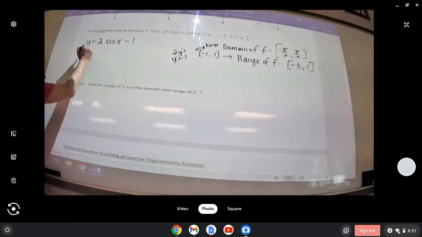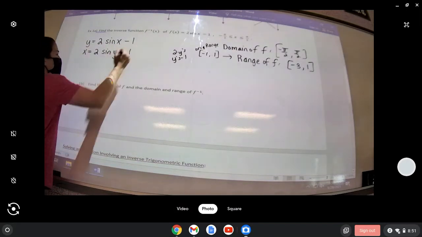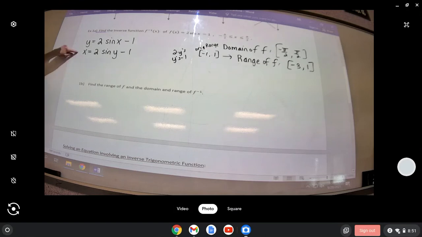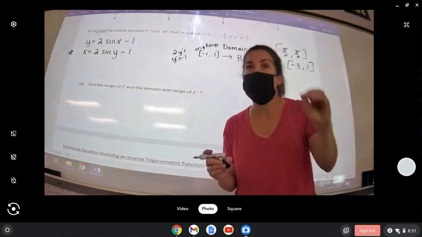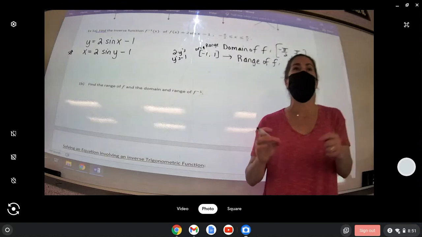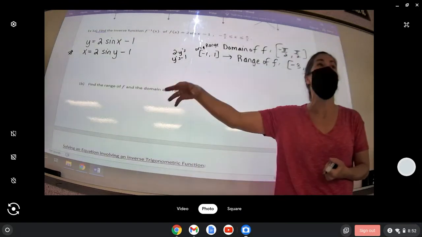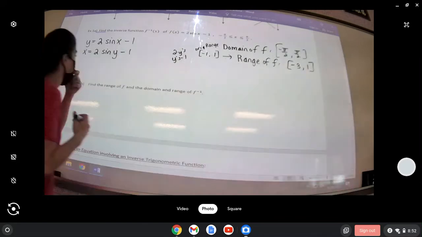All right, so let's switch x and y, and it will be x equals 2 times the sine of y minus 1. Guys, remember, this right here, that is the inverse function. He's just not in the correct form. That is the implicit version of the inverse. We want the explicit version of the inverse, which means we have to solve it for y. You want y to be who comes out, and you want x to be who lives inside. So let's solve this for y.